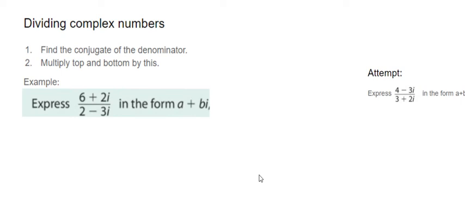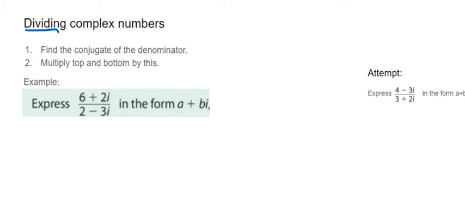Hi guys, so here we have dividing complex numbers. We're calling it dividing complex numbers, but really if you look at the example here, this is the way that this is mostly asked in exams. So express (6 + 2i)/(2 - 3i) in the form a + bi, so in the form of a normal or natural complex number.